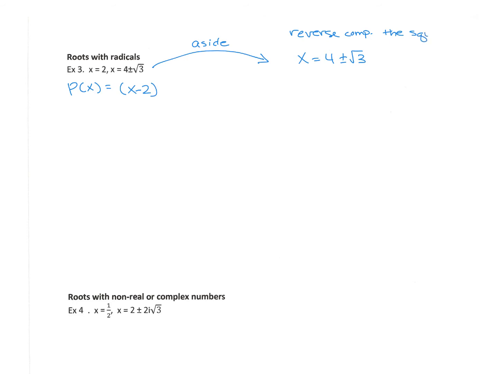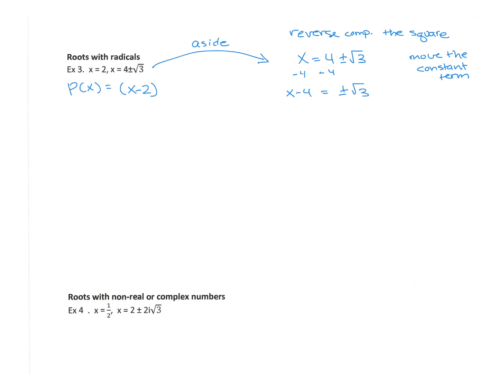In other words, I want to work backwards and find out what trinomial gave me 4 plus or minus the square root of 3 as an answer when I solved it. So I'm going to be doing what we did in the last unit backwards. My first step is to move the constant term. My constant term is the 4. Since it's positive, I'm going to subtract 4 from both sides. So on the left side, I get x minus 4. And on the right side, I get plus or minus the square root of 3.